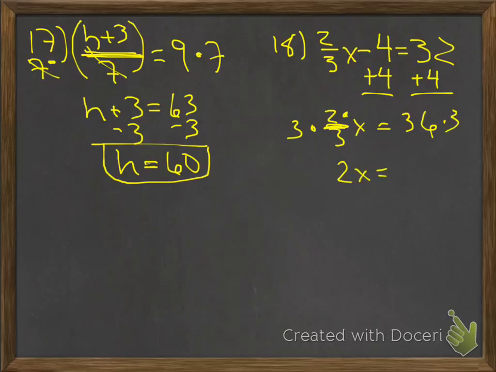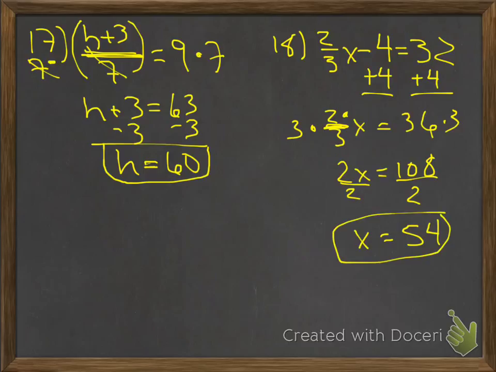2x is equal to, what's 36 divided by 3? Or 36 times 3, duh. 108. Okay, and then I can divide by 2, and x is equal to 54. So you can kind of see here what you need to do steps-wise for those two problems, and hopefully not make any mistakes with those.